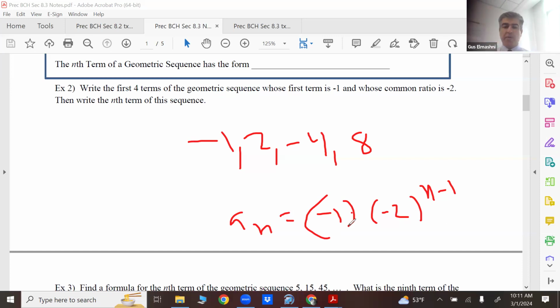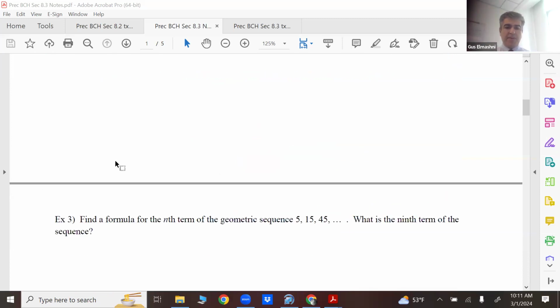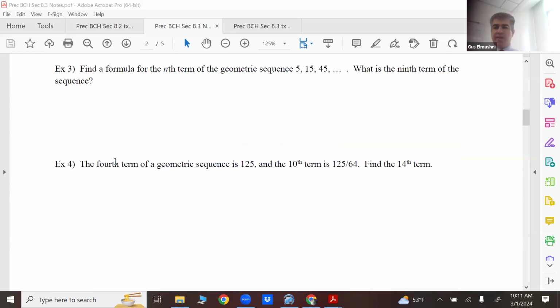So questions on the first page? We're good? Okay, let's keep moving. Let's keep on trucking here. Okay. So find the formula for the geometric sequence here. What's the 9th term? And then the next one: the 4th term is 125, the 10th term is 125 over 64. Find the 14th term.